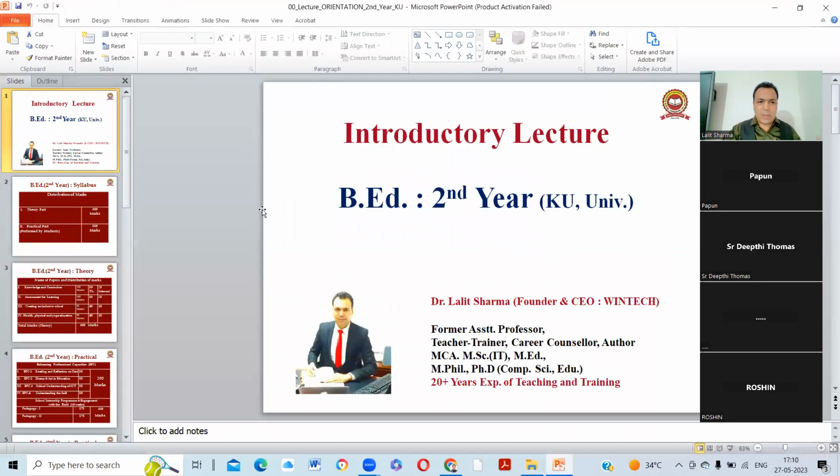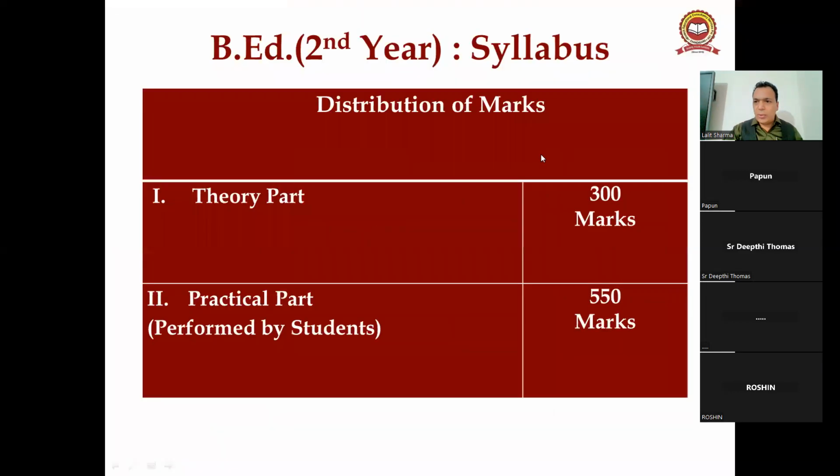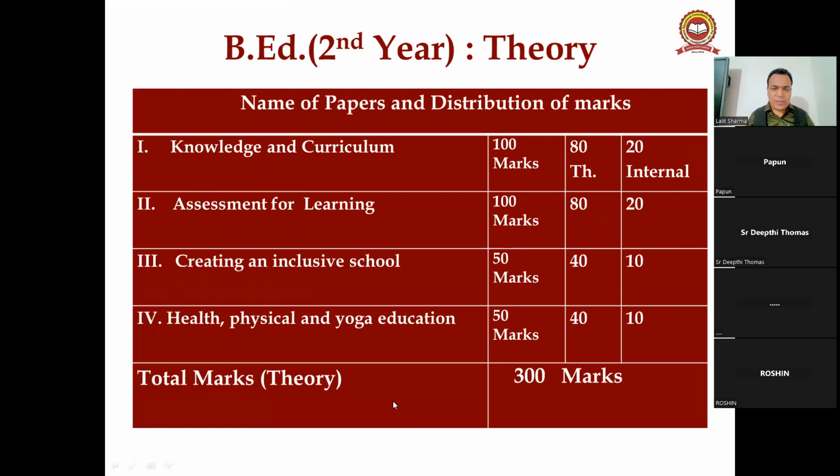First we have discussed the date sheet, because it is our exam preparation class, therefore I'm telling you each and everything. That's why I'm going swiftly. Theory part is of 300 marks, practical is of 550 marks, B.Ed second year. These are your 4 papers: knowledge and curriculum, assessment for learning, creating an inclusive school, and last, health, physical and yoga education. The last 2 papers are of 50 marks. The starting 2 papers are of 100 marks.